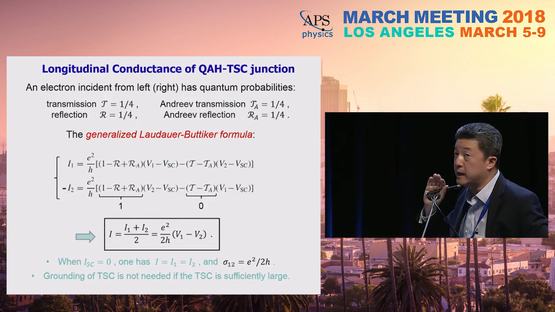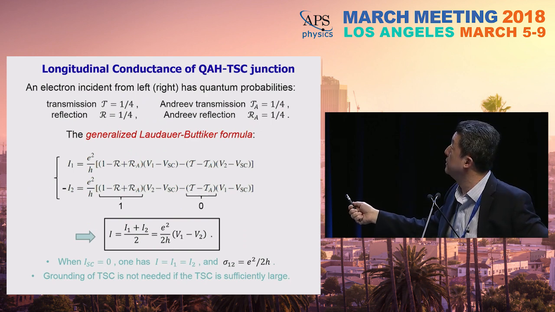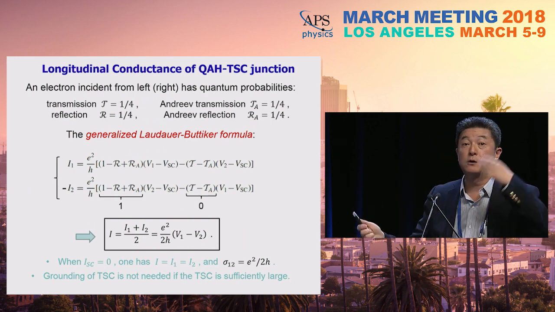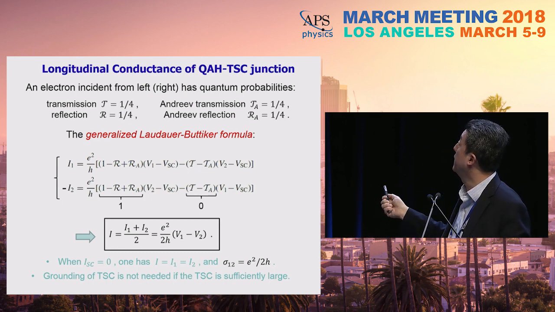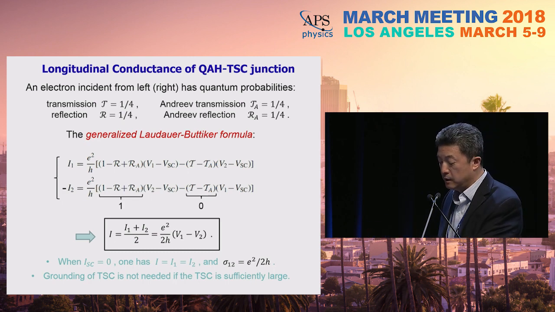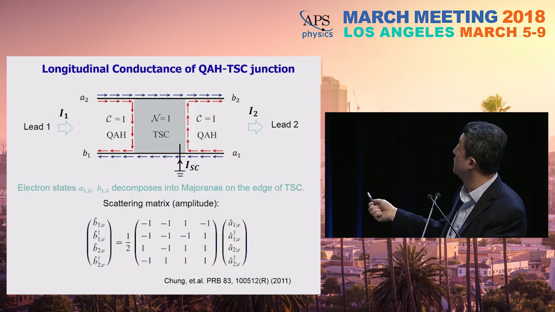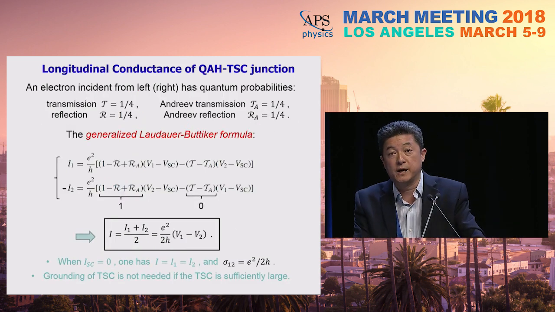So now you need to be careful in analyzing this problem. You have to look at the normal transmission, normal reflection. But because you have the superconductor on top, you would also have the Andreev transmission and Andreev reflection. But if you put all these things together, we predict that in this novel intermediate phase, you get a sigma 1,2 conductance of 1/2 e squared over h.